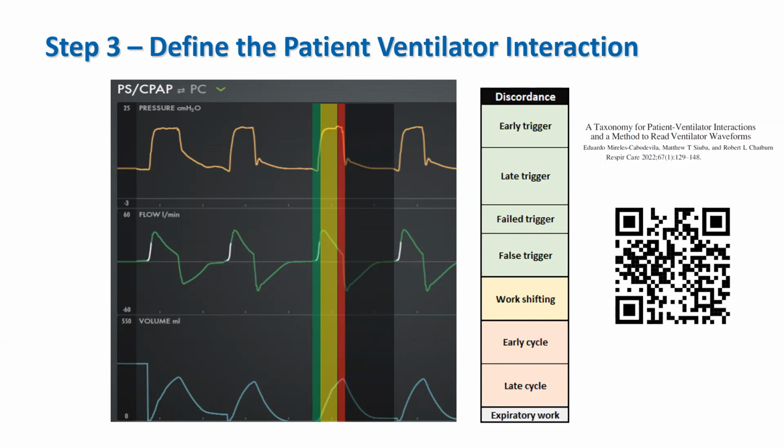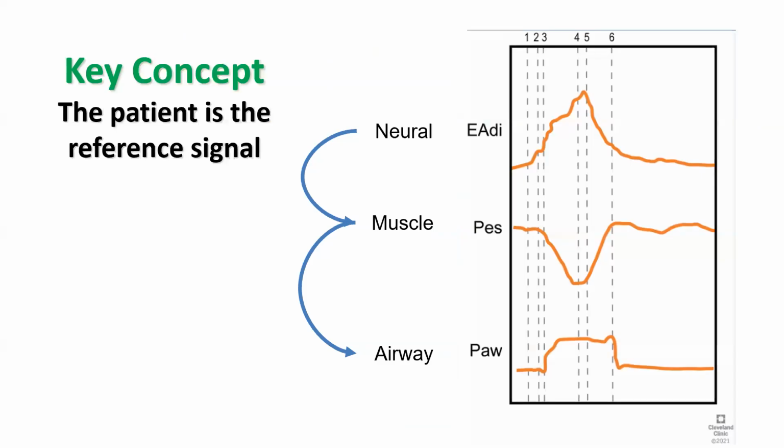We have described this in great detail in a paper that you see here, and we have named these specific discordances as early trigger, late trigger, failed trigger, false trigger, work shifting, early cycle, late cycle, and expiratory work. We're going to go into these in a little bit more detail. Now, the key concept here is the patient is always the reference. What the patient demands is the gold standard, and what the ventilator does is try to catch up, basically.